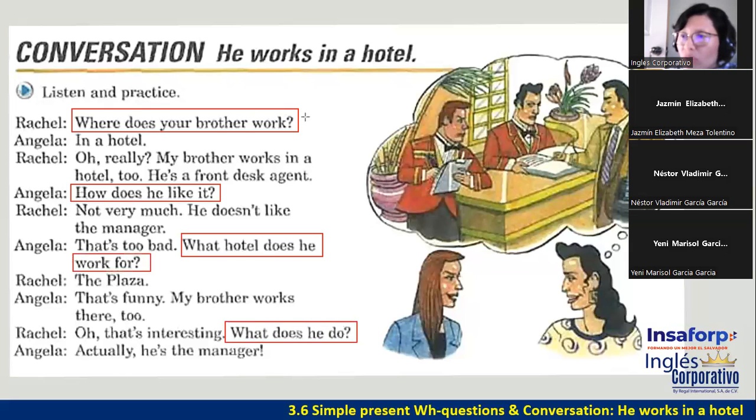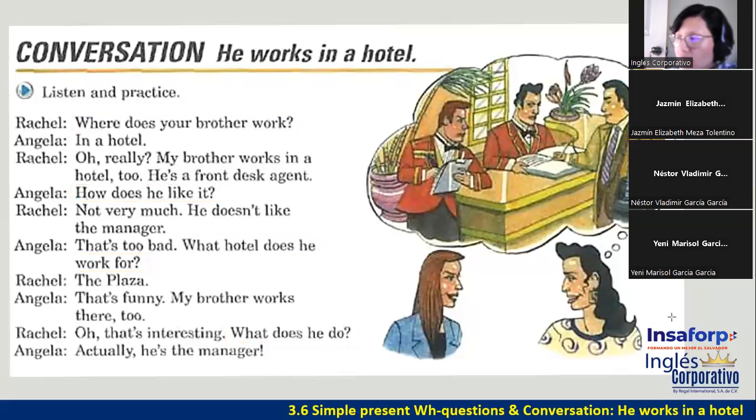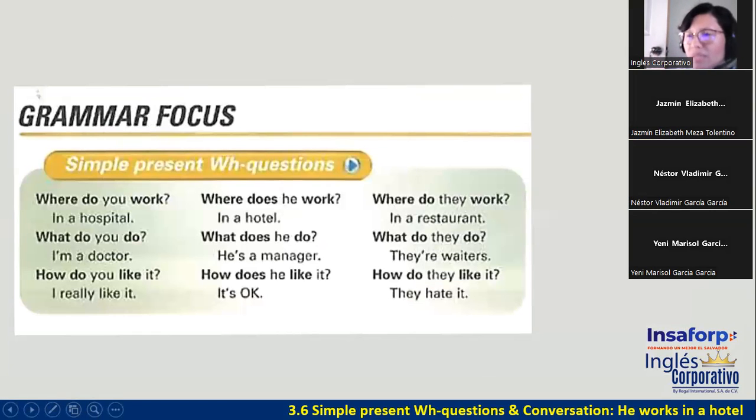¿Verdad? Where does your brother work? How does he like it? What hotel does he work for? And what does he do? All of those are WH words. O sea, preguntas para pedir información específica, ¿verdad? So what do we do here? Well, it says grammar focus, right? In the present simple form, we have different questions like, where do you work? ¿A dónde trabajas? ¿Verdad? Pero ya para preguntar sobre ella, él o otra persona, preguntamos, where does he work? Or where does Mary work? Or where does Julie work? ¿Verdad? Y si es en plural, where do they work?